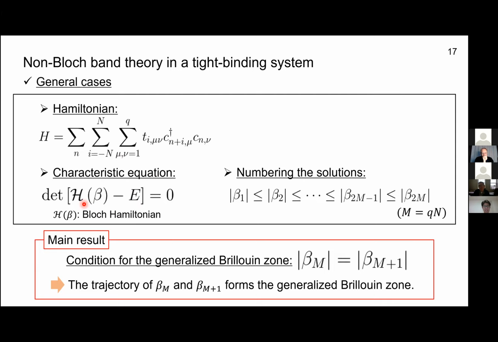And the order of this algebraic equation is 2m. Here, m is defined as q times n. So this characteristic equation has 2m solutions. And then we number the solutions so as to satisfy this relationship. So the condition for the generalized Brillouin zone can be obtained in this form. Namely, the absolute values of the middle solutions of the characteristic equation are equal to each other. And the trajectory of beta m and beta m plus one satisfying this condition forms the generalized Brillouin zone. So this is the main result of the non-Bloch band theory.